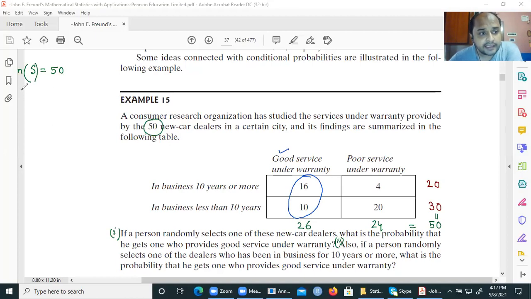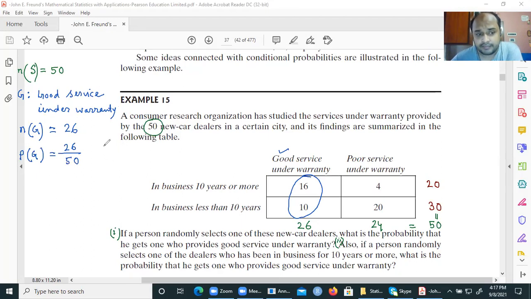Now, if I write that capital G is the event that good service under warranty is provided, then the cardinality of this event according to the chart is 26, as you can see. And if I am now interested in finding the probability of getting good service under warranty, then this will be 26 by 50 by the classical definition of probability. Okay, so this is my probability for the first case.